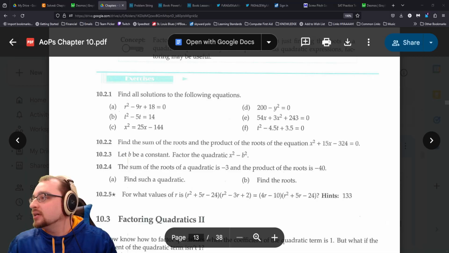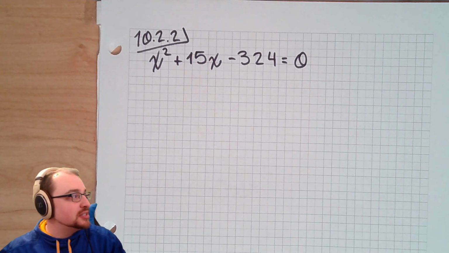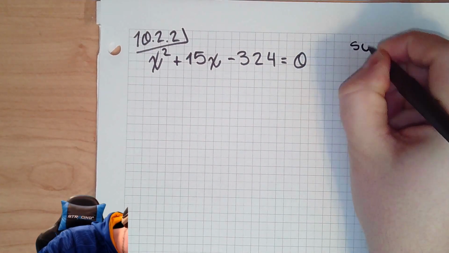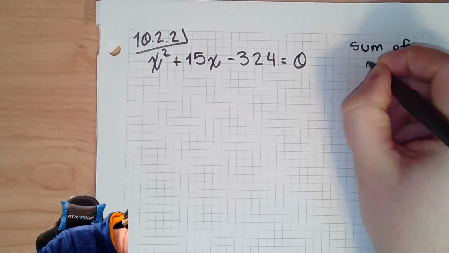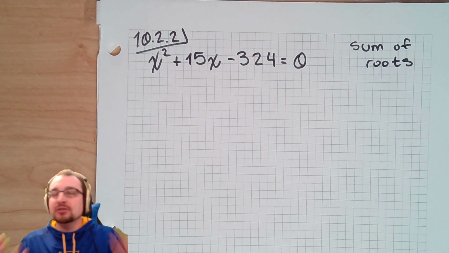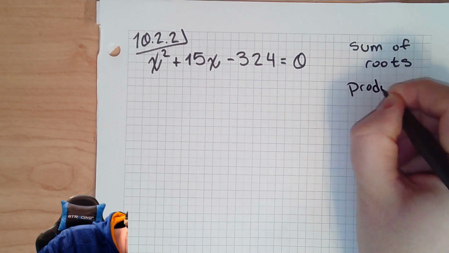So let's take a look at what I'm looking at, which is this. Let's zoom in. All right, so here's this. And what we want to do is find the sum of the roots. So sum of roots. And I think that word in particular is confusing to a lot of you guys because I haven't been using it in class. And the product of the roots.